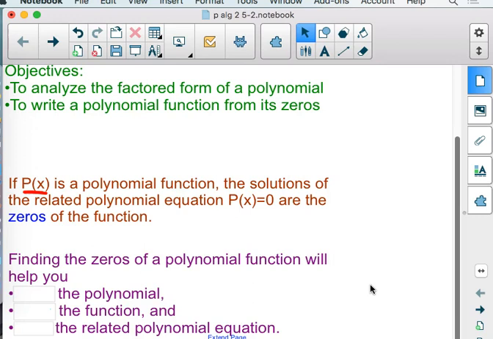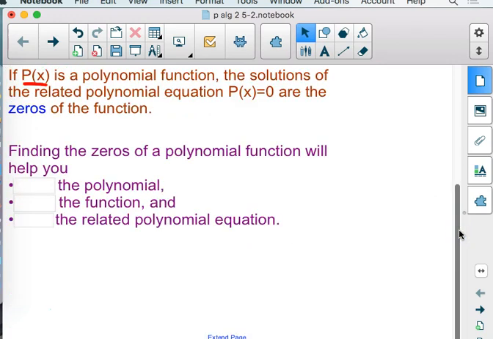Finding those zeros, of course, helps us to graph the function. If we know where we're supposed to get a 0, well, that's either on the x-axis or the y-axis. We can put some points down, so that's really helpful. So finding the zeros of a polynomial function helps us to factor the polynomial.